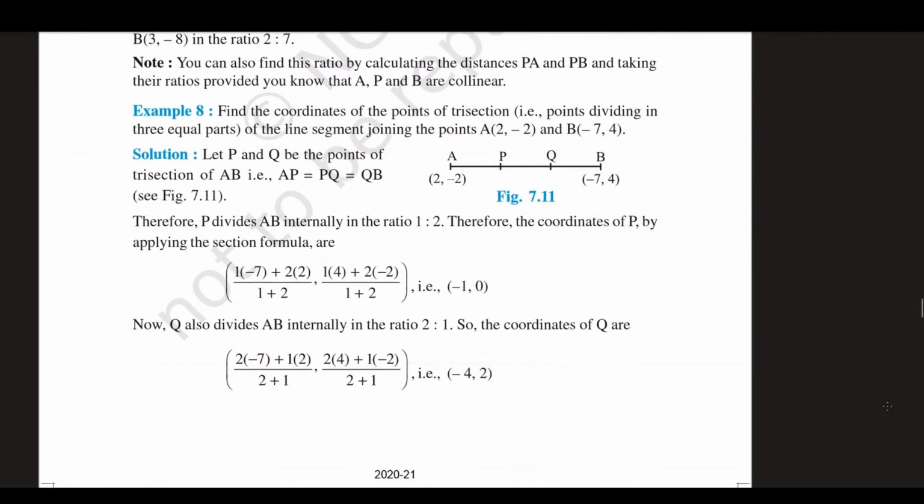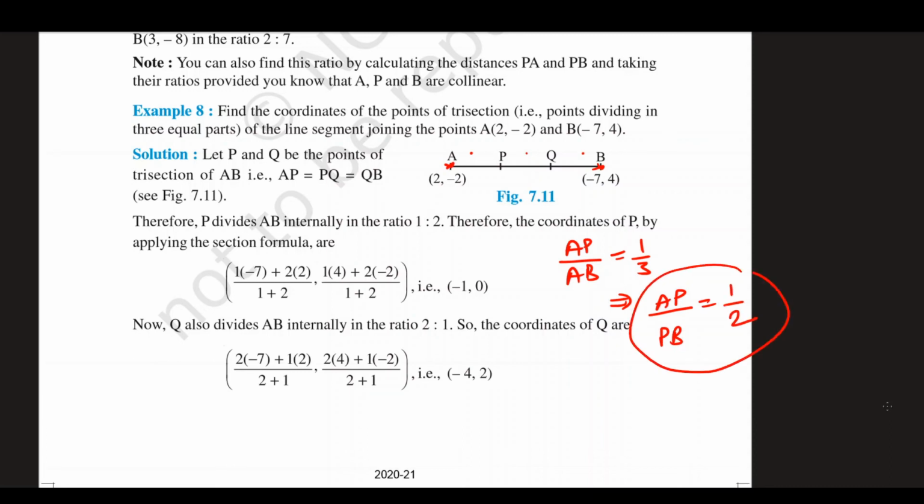Now the question is this: find the coordinates of the points of trisection. That is an easy one. We know A and B. Trisection means AP is equal to PQ is equal to QB, so it will be somewhat like this. So this must be 1 by 3, which implies AP upon PB is 1 by 2. Now use this to find the coordinates of P.